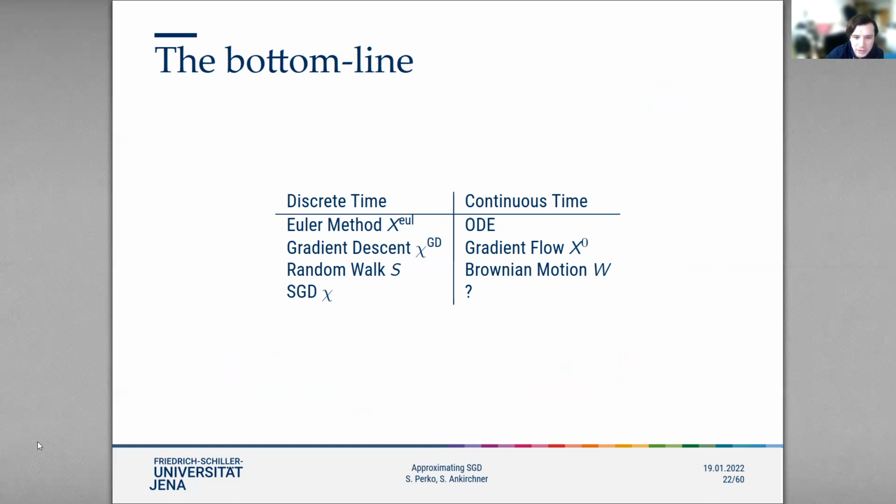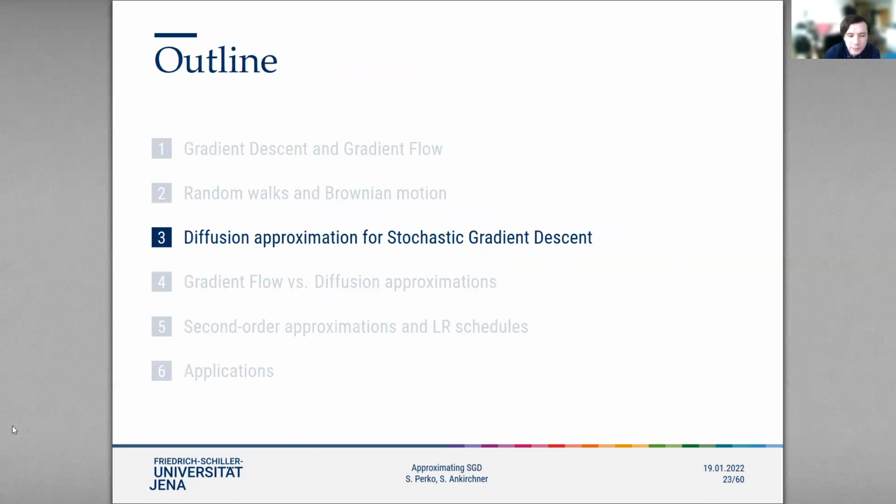So we can extend our table here a little bit. I added that the Euler method is a discrete time version of an ODE, and the random walk is a discrete time version of Brownian motion in continuous time. So now we can start filling in this question mark over here, and I can tell you what a continuous time version of SGD could look like. And this will be called a diffusion approximation for SGD.